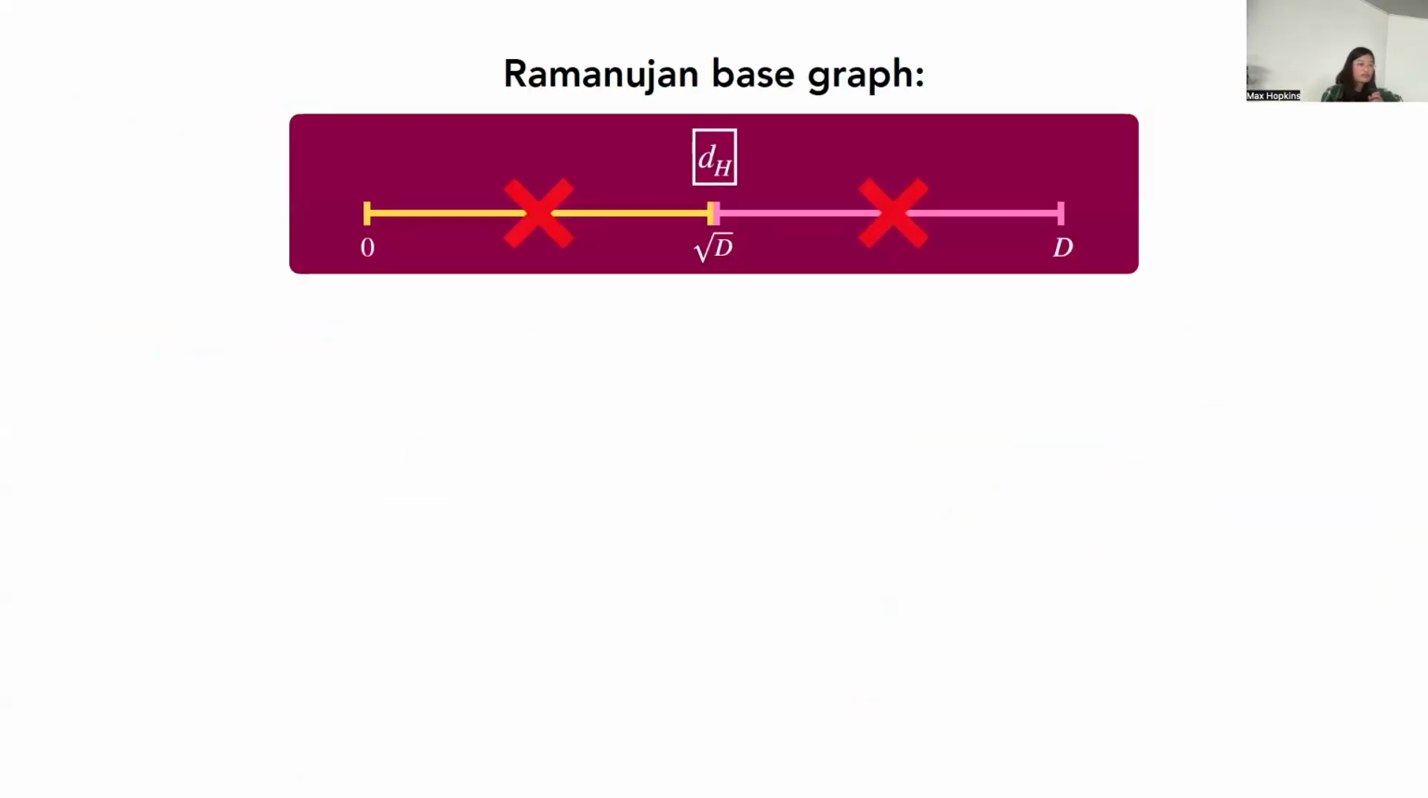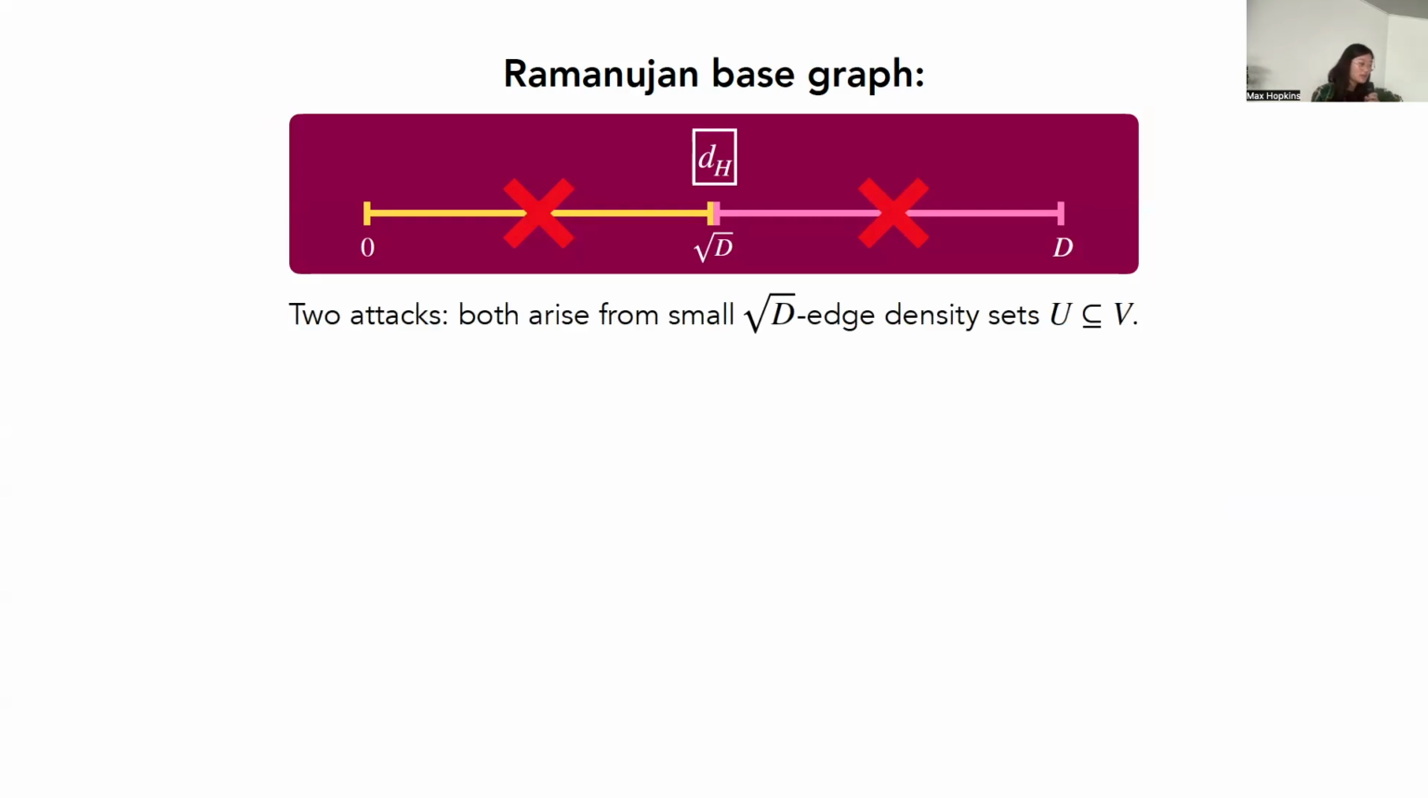Just to summarize, we have 2 attacks. One's going to work for the 0 to root D regime. The other's going to work for the root D to D regime. And both attacks arise exactly from root D edge density sets within Ramanujan graphs.